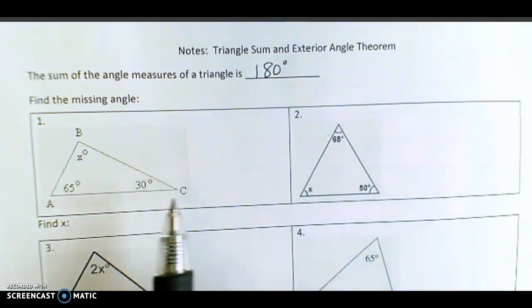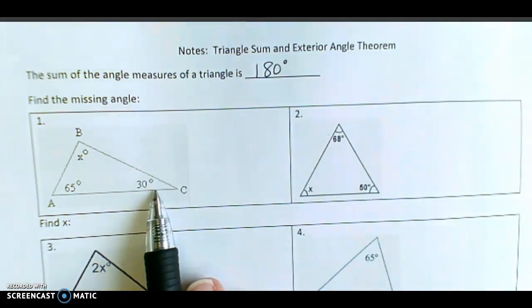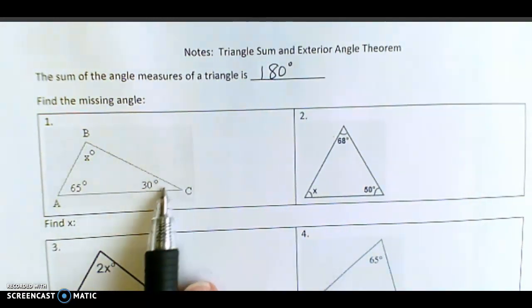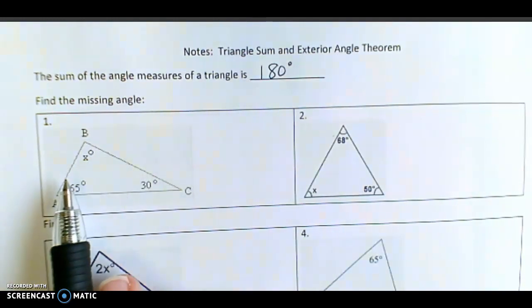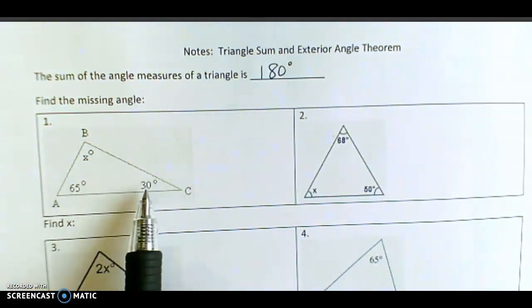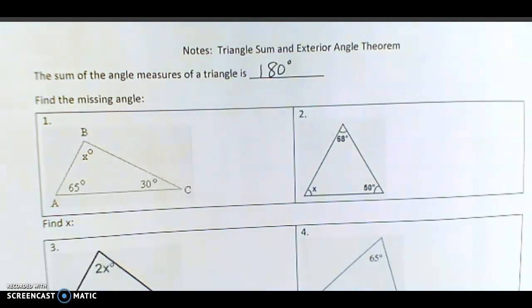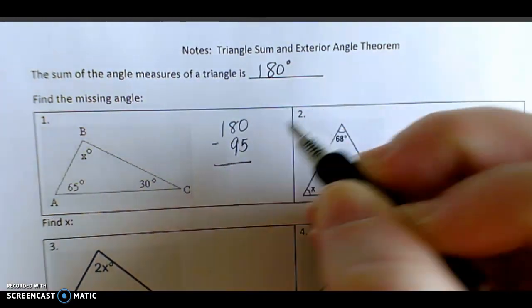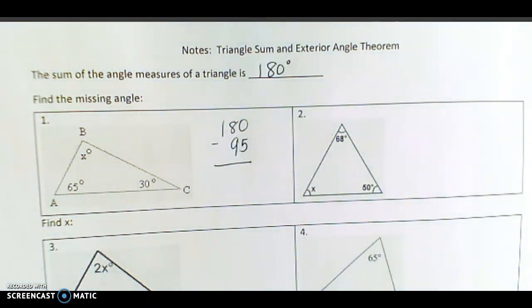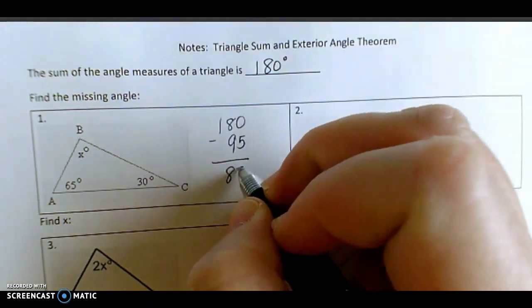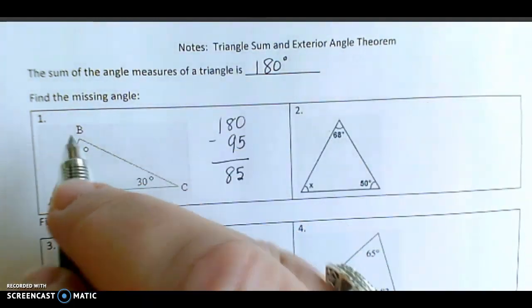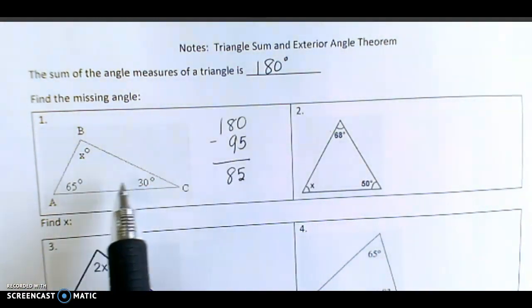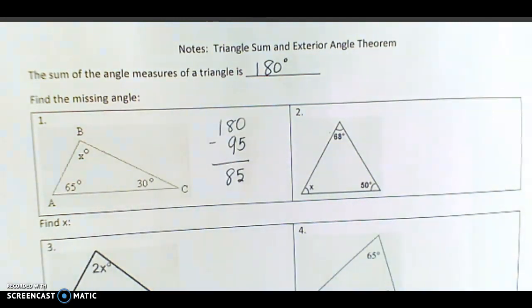So first of all, if I want to find the missing angle of a triangle, and I know they all add up to 180 degrees, then what I'm going to do is add these two together and then subtract from 180. So 65 plus 30 is 95. Then when I take 180, I'm going to subtract 95. I get 85, so 85 must be my other angle. If I added 85 plus 65 plus 30, that would equal 180.